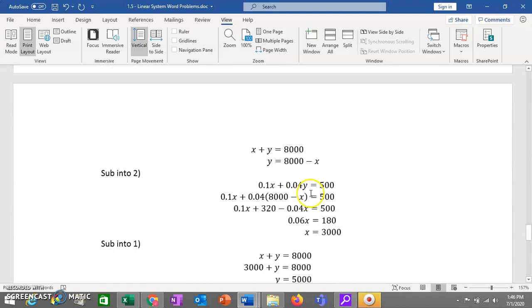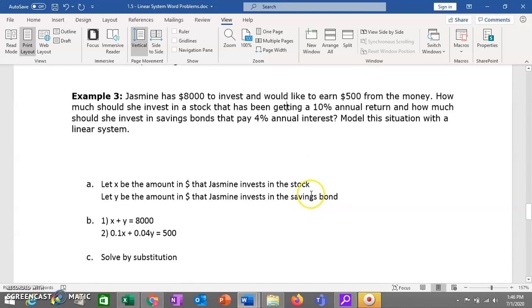All right, last type of question is another money question. So Jasmine has $8,000 to invest and would like to earn $500 from the money. Okay, so this is how much money she is going to be investing in some kind of financial something. And she's going to get, or wants to get, $500 for her investment.